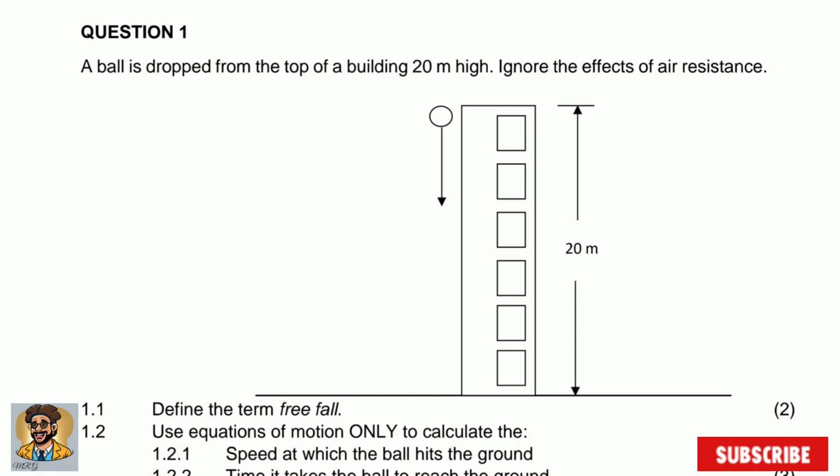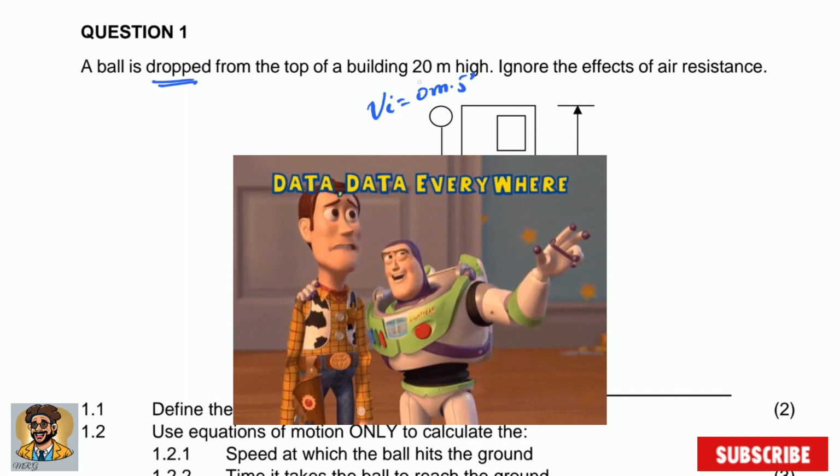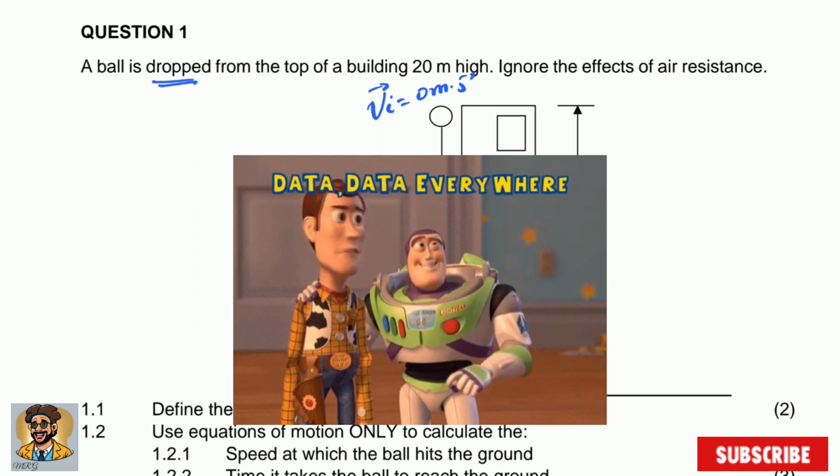This question says a ball is dropped from the top of a building 20 meters high. Ignore the effect of air resistance, and here's a drawing of the situation. I just want to add that the velocity here is equal to 0 because the object is being dropped. So when objects are dropped, the initial velocity is equal to 0. Let's mention that this is the initial velocity, is equal to 0 meters per second because the object is being dropped.